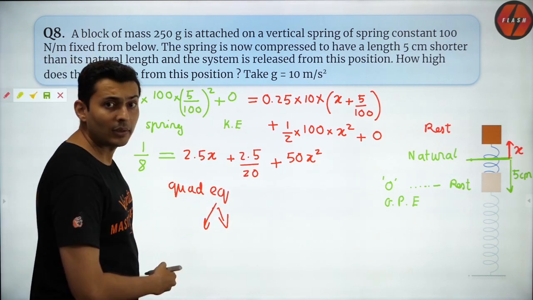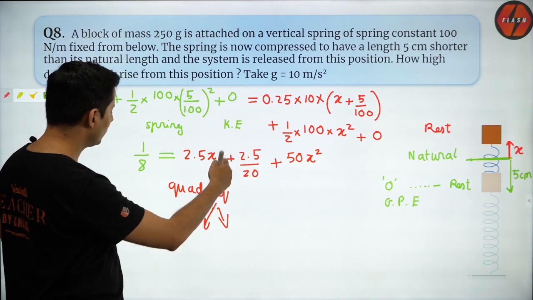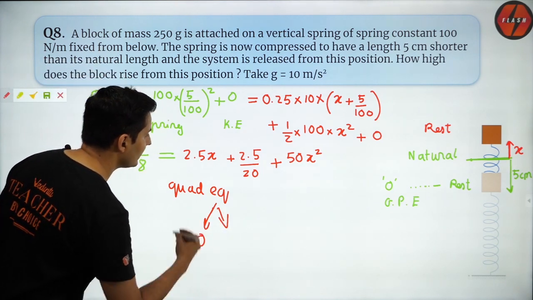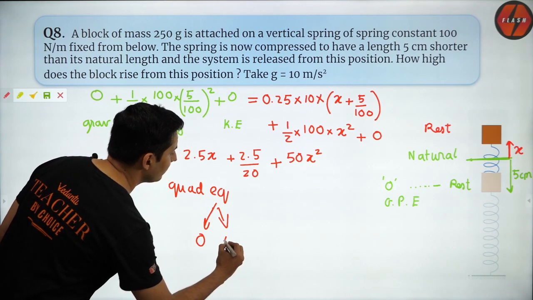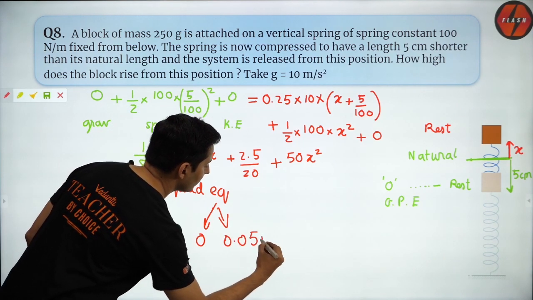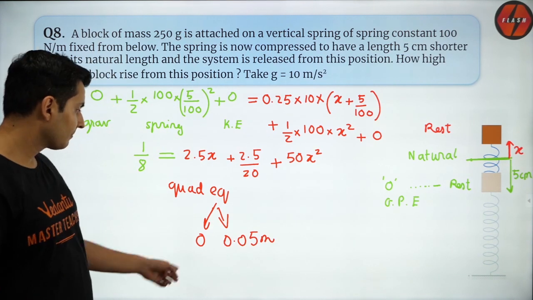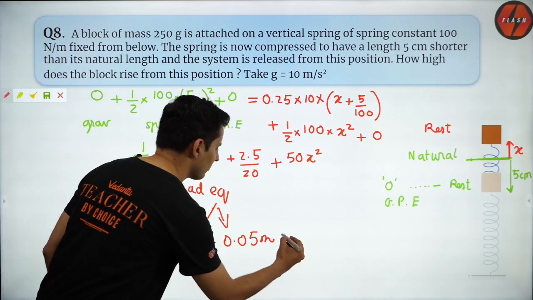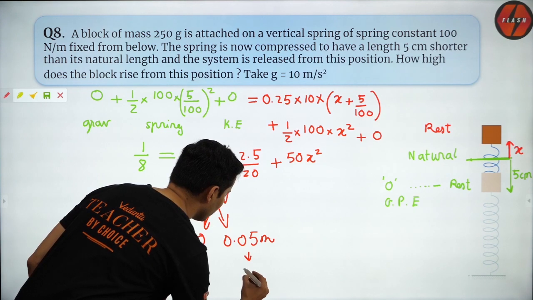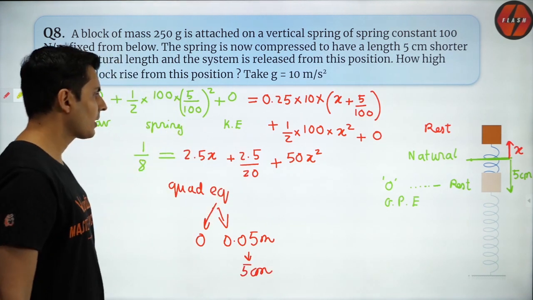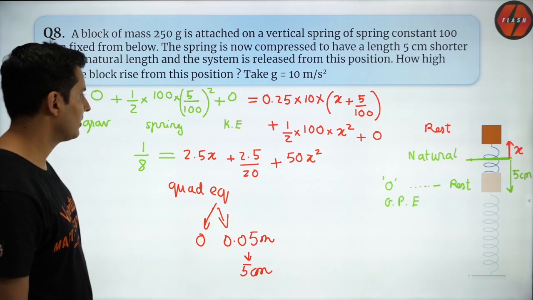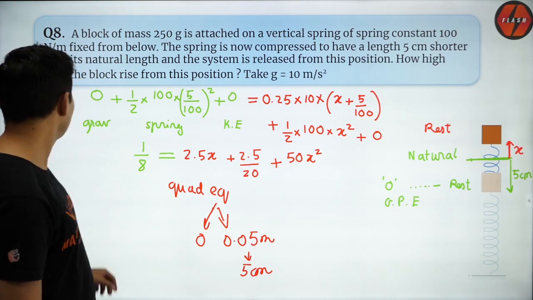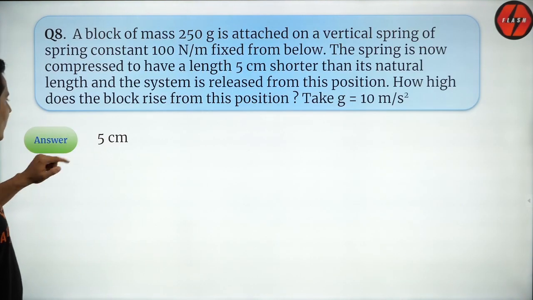I hope you have solved it. I feel that these two will get cancelled. You'll just have very simple answers. I think you'll get two values. One is 0 and one is, I believe, 0.05. That is what you should get. So 0.05 meters, which is nothing but 5 centimeters. So this is the answer. Obviously 0 cannot be the answer, guys. So that is the final answer. Okay, so 5 centimeters.